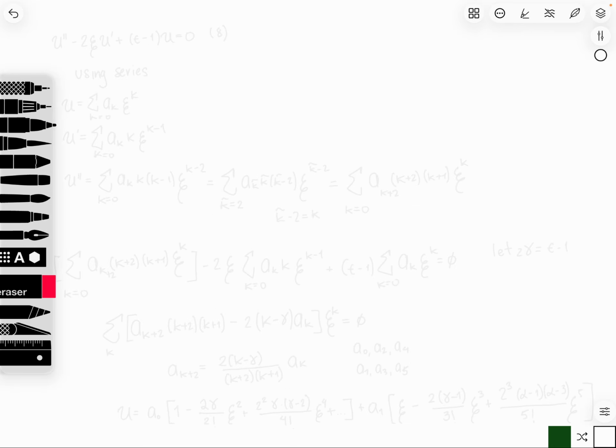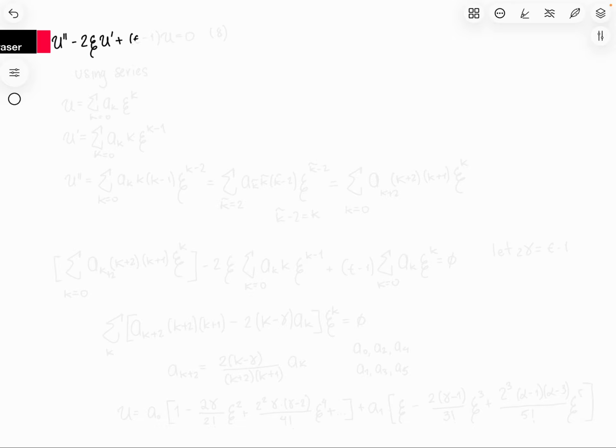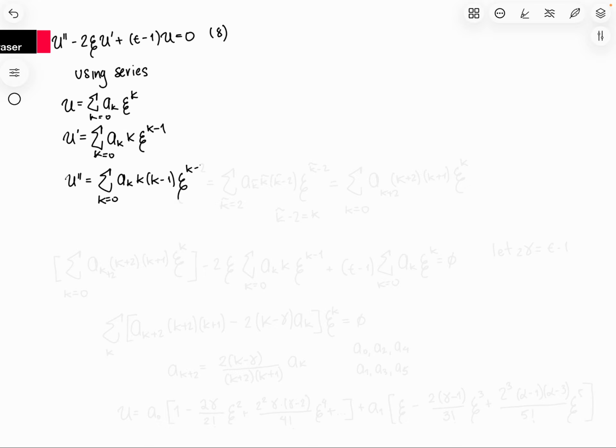Okay, so we have this ordinary differential equation, and we solve it using series. So we propose a power series in the variable xi as this. The first derivative gives you this, because when you derive a power of the variable, you get this expression: you put k downstairs and then subtract 1 from the exponent. And the second derivative will give you this.